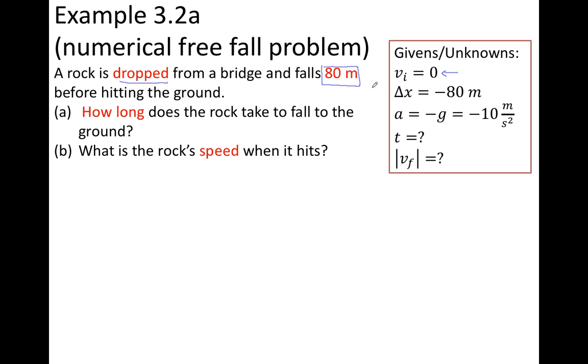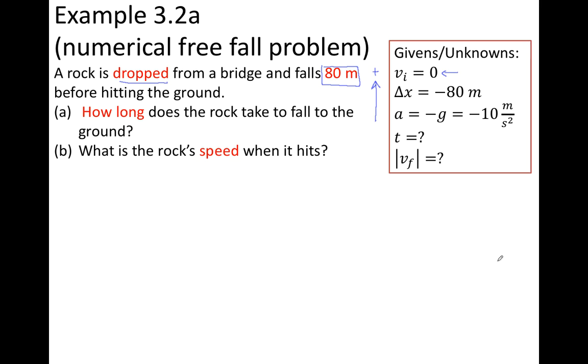Now, when we're dealing with problems that involve vector quantities, quantities with a direction, we should define which way we want to make positive. And if we make up our positive direction, that would make the displacement a negative number because down would then be negative. So the displacement is negative 80 meters.